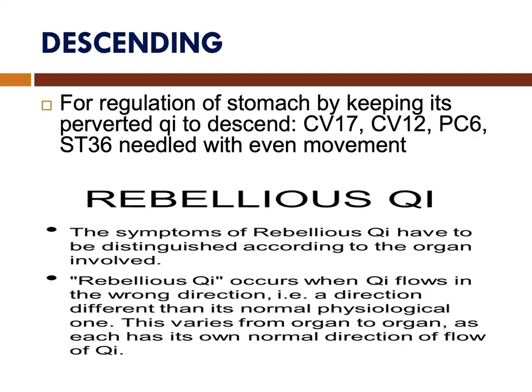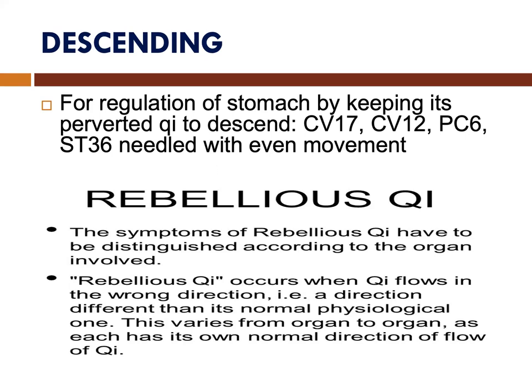So for regulation of the stomach by keeping its perverted chi to descend, we use points CV17, CV12, pericardium 6, and stomach 36, which we needle with even movement.